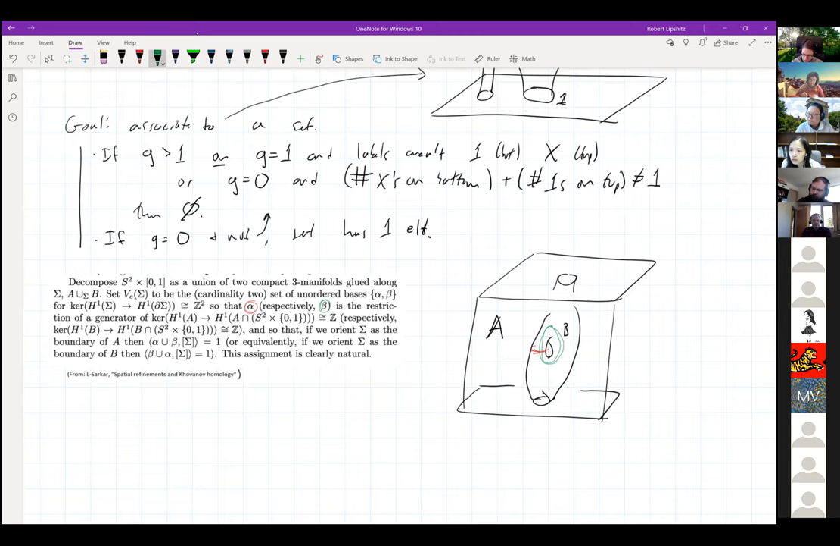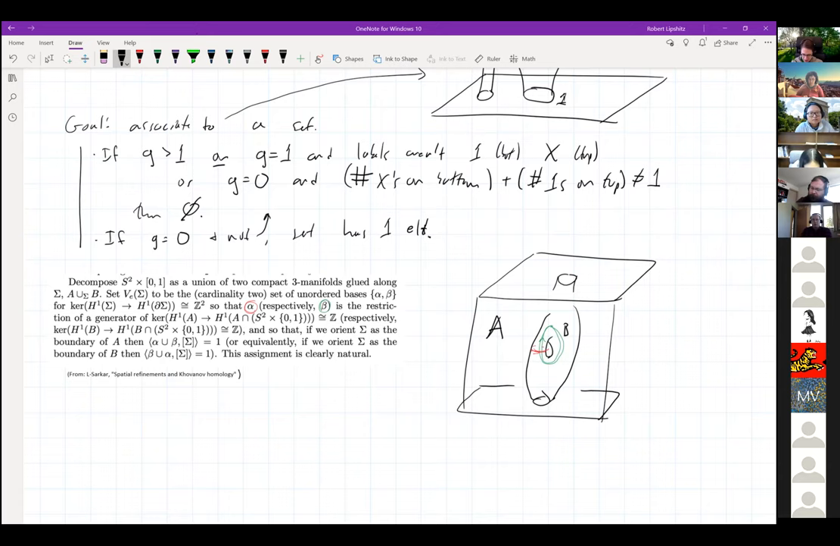Unfortunately, that's the inward pointing normal orientation, and that induces something like that. So there's a canonical two-element set associated with the cobordism. It's basically bases for H1 of the surface. Not quite, because the boundary could be complicated, but H1 of the surface when you cap off the boundary, coming from bases for H1 of A and H1 of B.